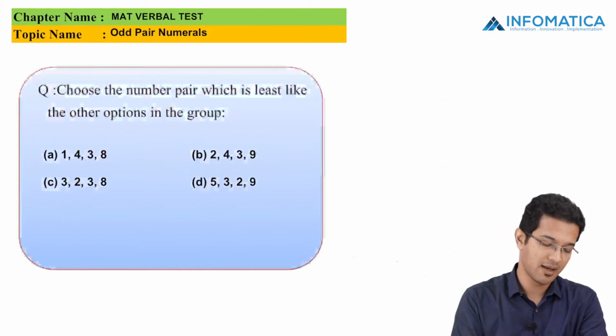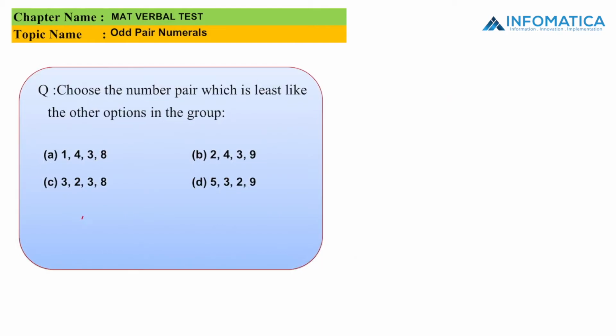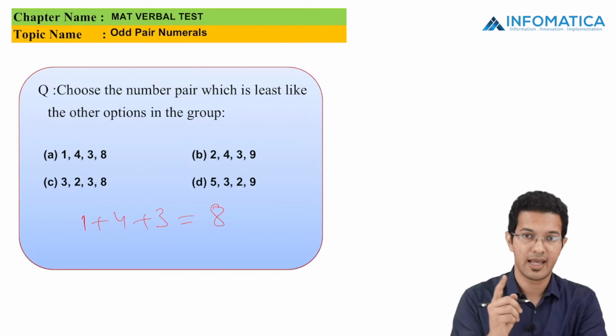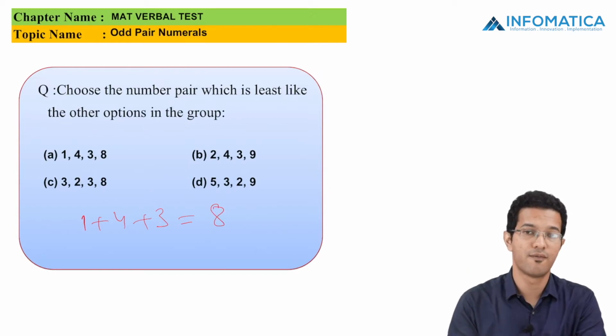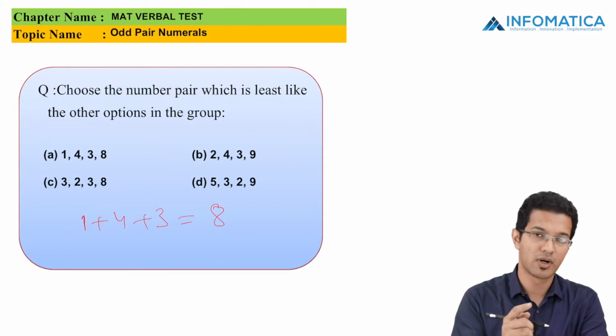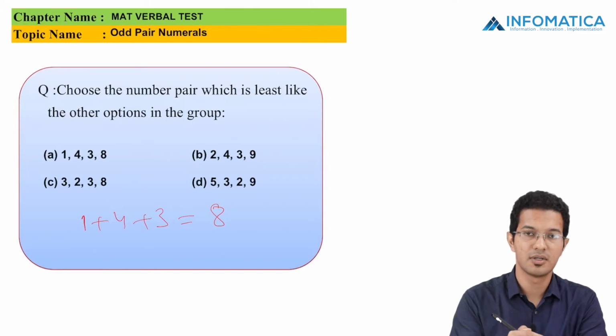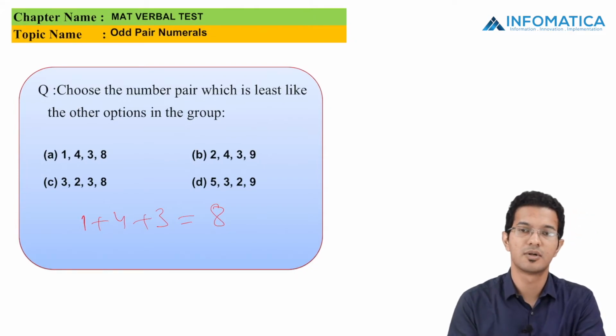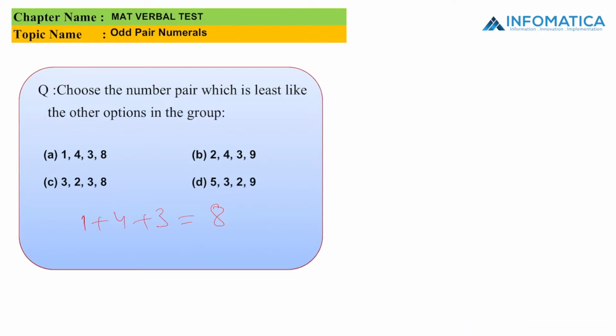If I see option A and if I add all the digits to it, which is 1 plus 4 plus 3, I get the answer to be 8, which is nothing but the fourth number. So what I've done is I've added the first number, the second number and the third number to get the fourth number. Secondly, I go for 2 plus 4 plus 3. So what is the answer to it? The answer is 9, which is nothing but the fourth digit.